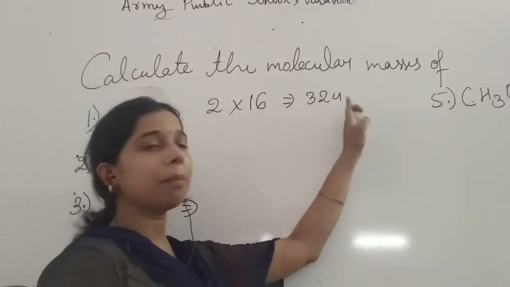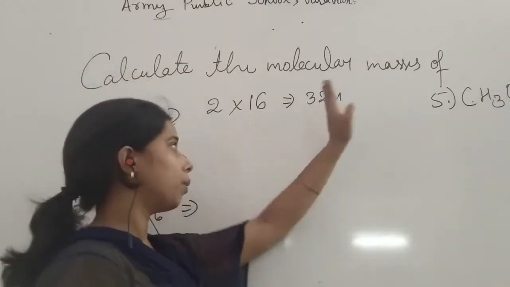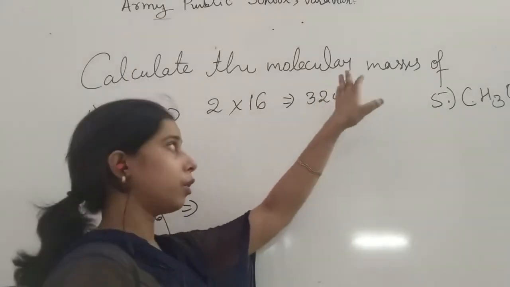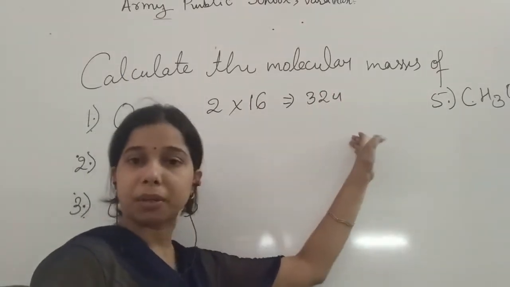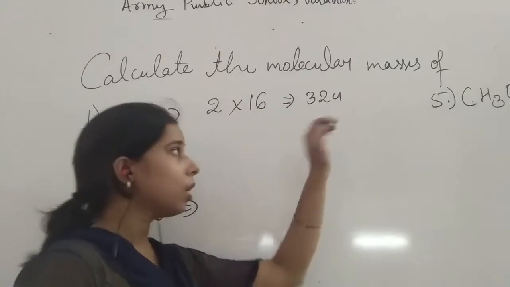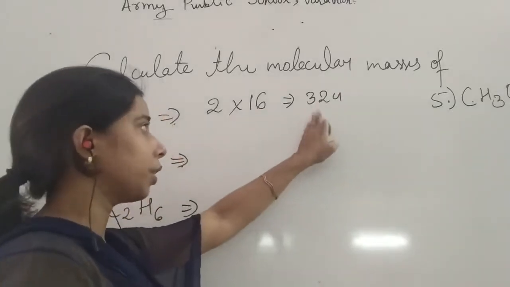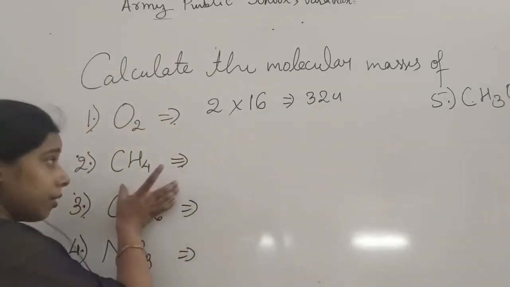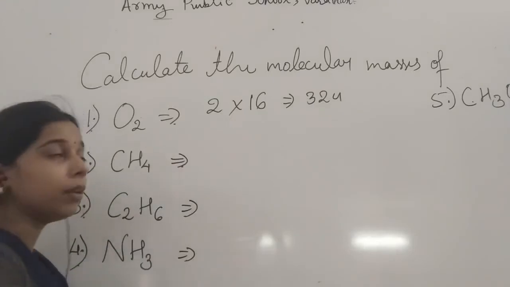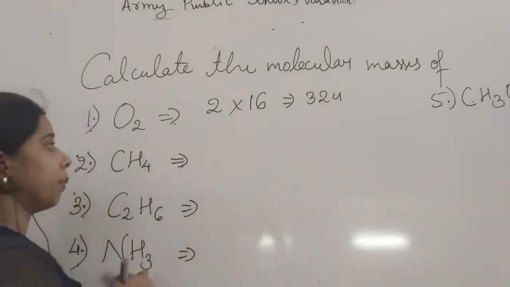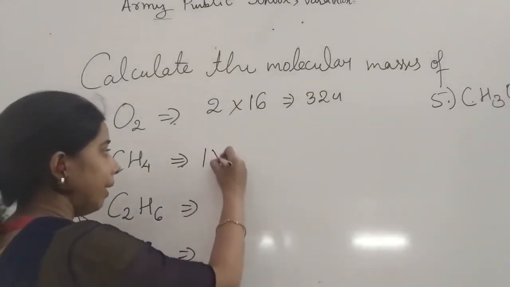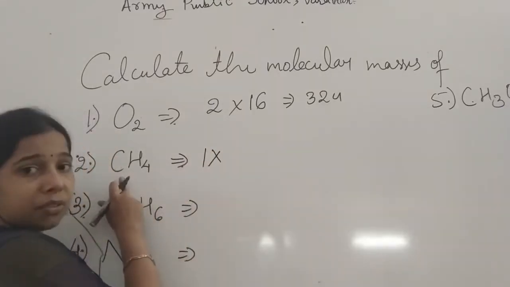This is the unit by which we represent the mass of that particular element. Okay, students? So U is the atomic mass unit, so 32 atomic mass units. Now you see here methane is there, the second one. One carbon is there, so we will write here 1 into what is the mass of the carbon?